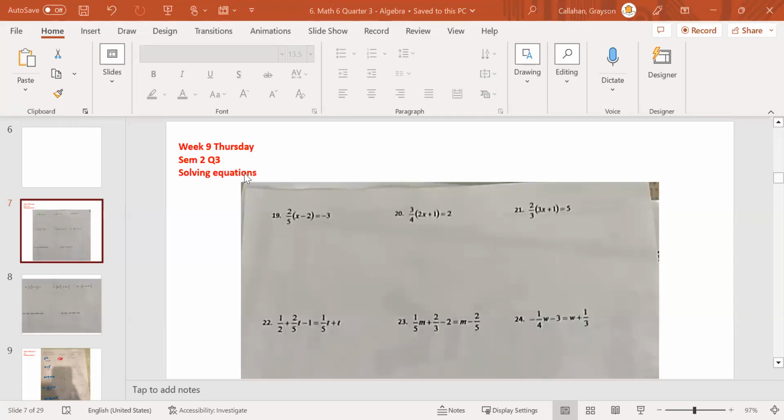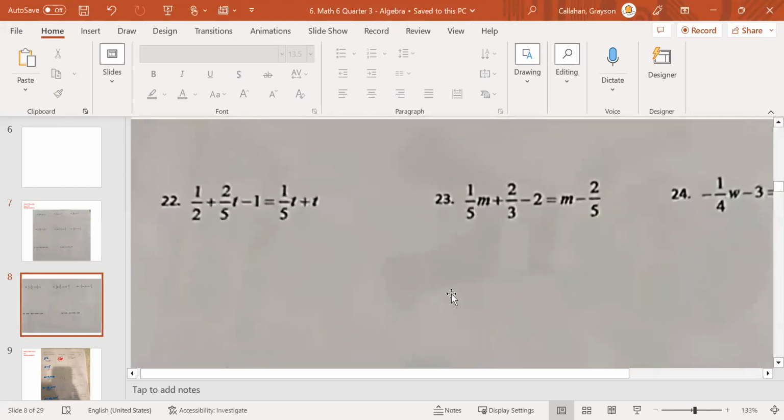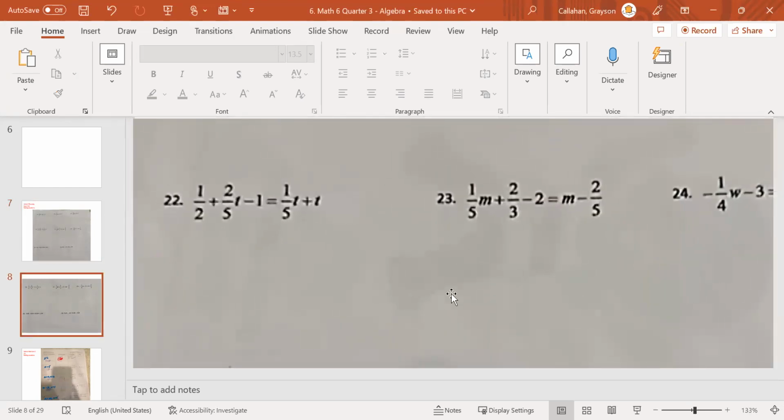So this is the continuation of week 9 Thursday's homework assignment. So we're going to start off with question number 23. Our goal here is to get t by itself. So we're going to be solving for that.